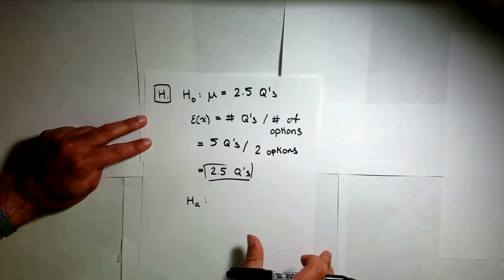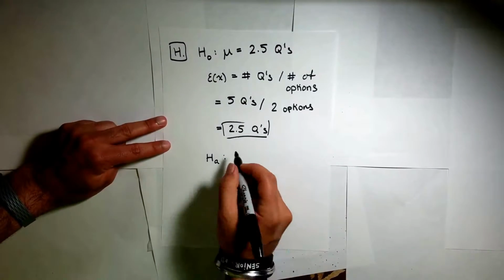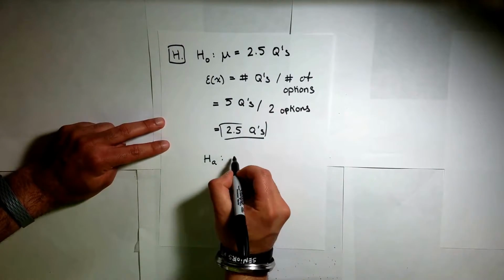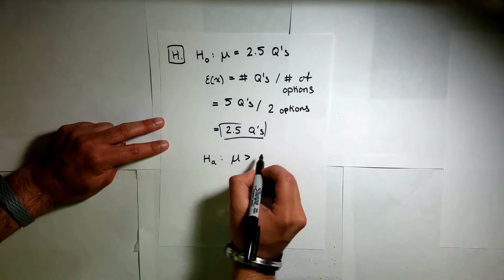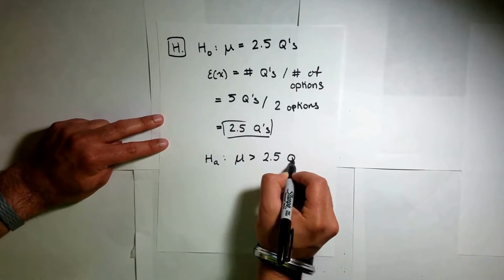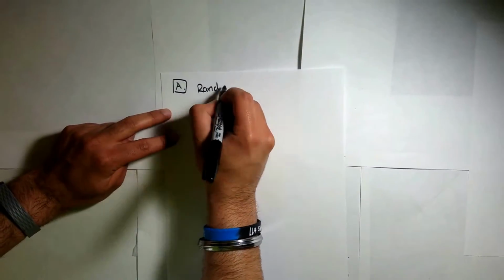To find the next hypothesis, which is the test hypothesis, we predict that the students should get more than 2.5 questions correct on average, and thus we have the alternative hypothesis. Next, we'll do the A step.